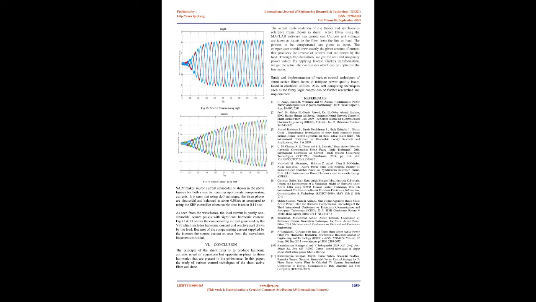6. Conclusion. The principle of the shunt filter is to produce harmonic currents equal in magnitude but opposite in phase to those harmonics that are present in the grid/source. In this paper, the study of various control techniques of the shunt active filter was done. The actual implementation of PQ theory and synchronous reference frame theory in shunt active filters was carried out using MATLAB software.